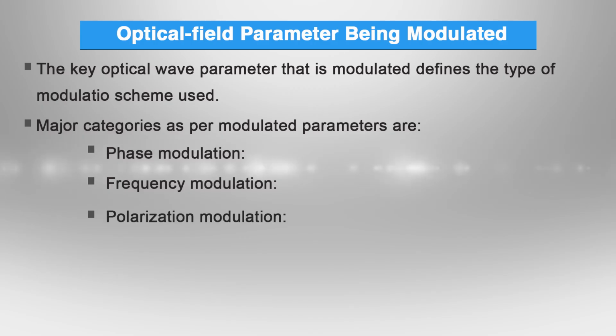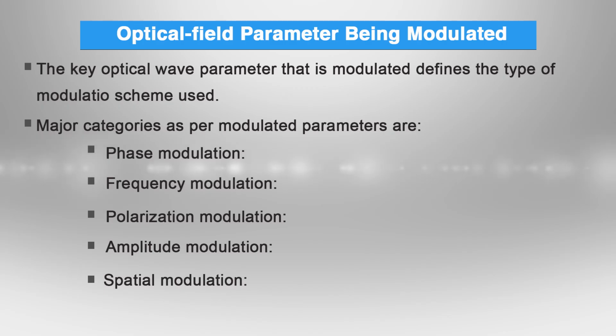Next is polarization modulation. Properties related to the vector nature of the optical wave's electric field, like polarization state, direction and ellipticity, are modulated. Next is amplitude modulation. The amplitude or intensity of the optical wave is directly modulated while keeping its frequency and phase constant. Absorption and transmittance modulation can enable this.